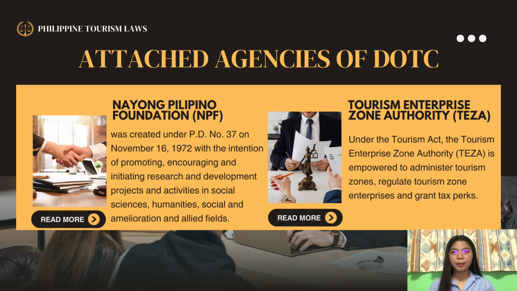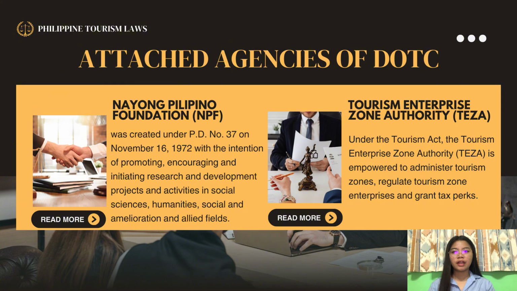Also, we do have the Nayong Pilipino Foundation, or NPF. It was created under Presidential Decree No. 37 on November 16, 1972, with the intention of promoting, encouraging, and initiating research and development projects and activities in social sciences, humanities, social amelioration, and allied fields. The foundation is a non-stock, non-profit public corporation organized, established, and operated in the public interest, and no portion of its fund and income shall inure to the benefit of any of its members.